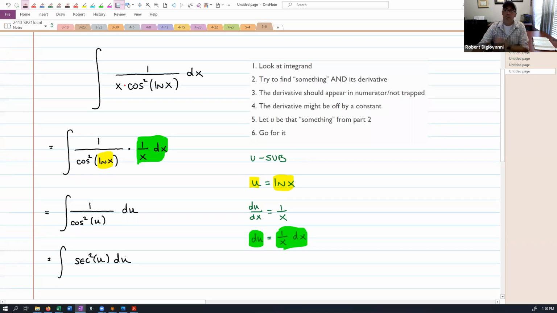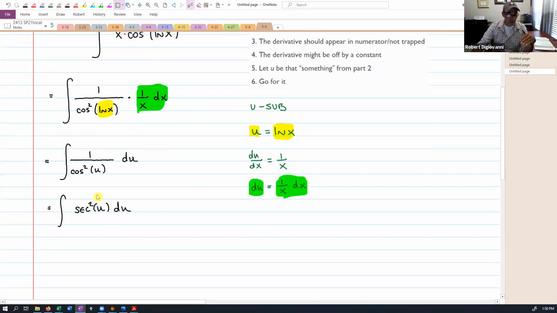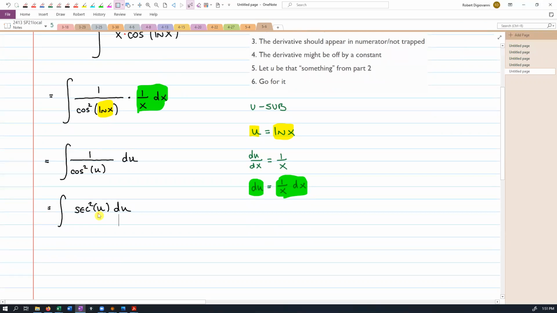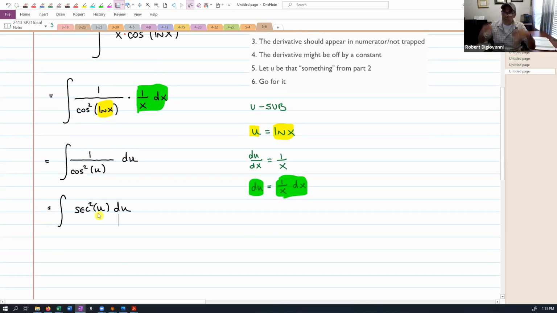Okay, so you have to now remember 1 over cosine is secant, right? So 1 over cosine squared is secant squared. Derivative of that is tan. And then you have to know this. This is where the little light bulb has to go off. Oh, I learned that in Cal 1. I know now that the antiderivative of this is tangent of u plus c.